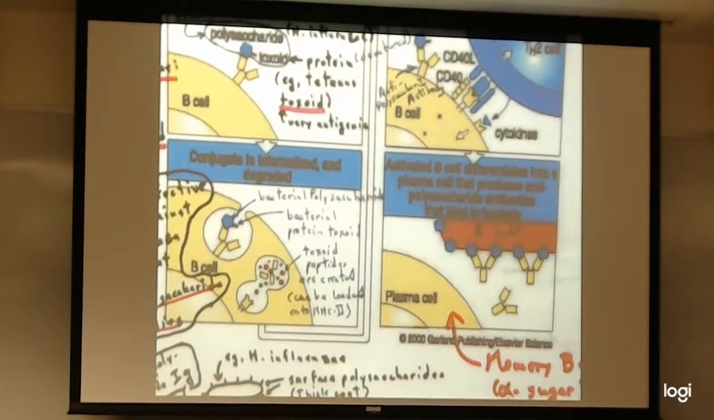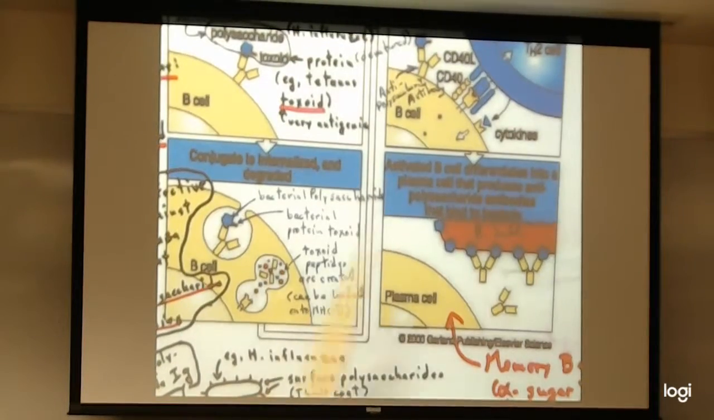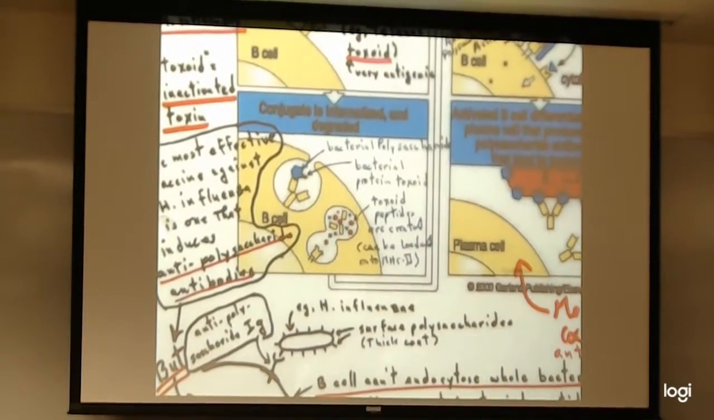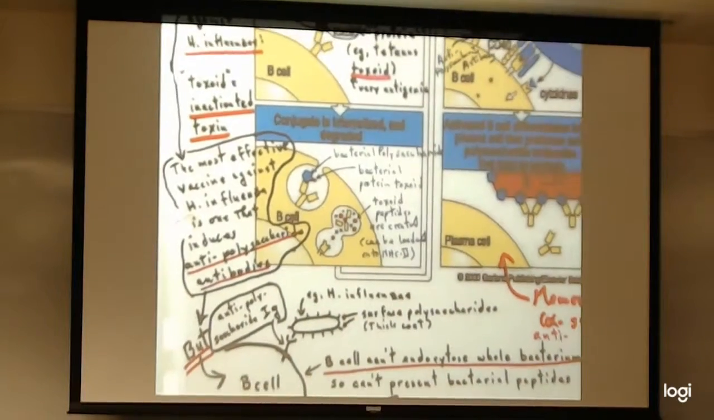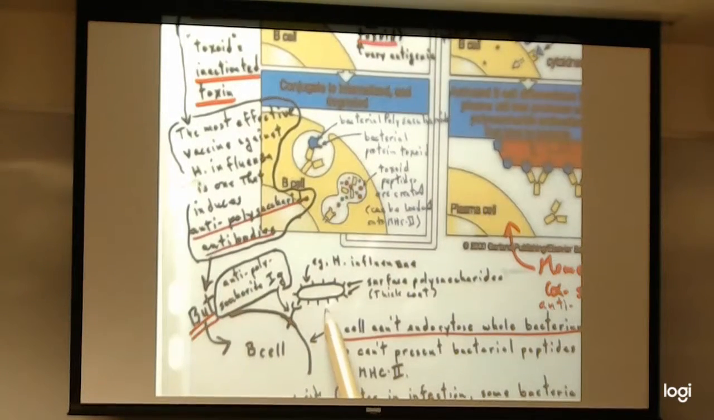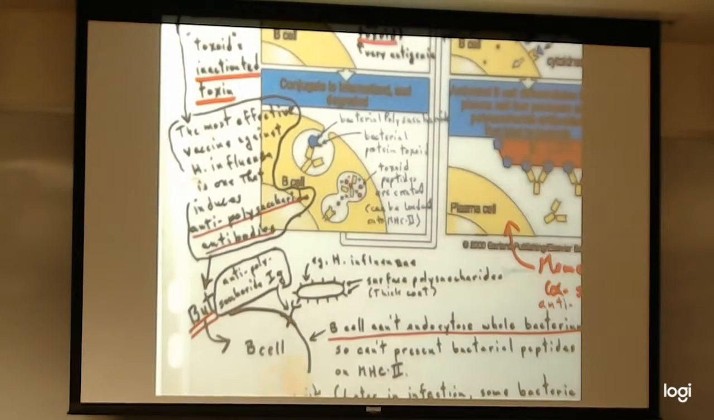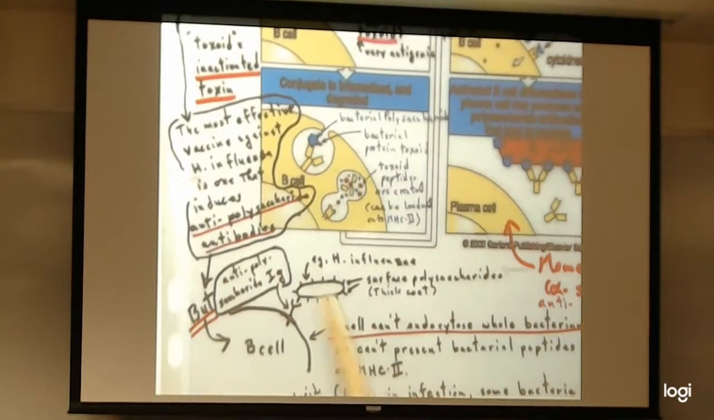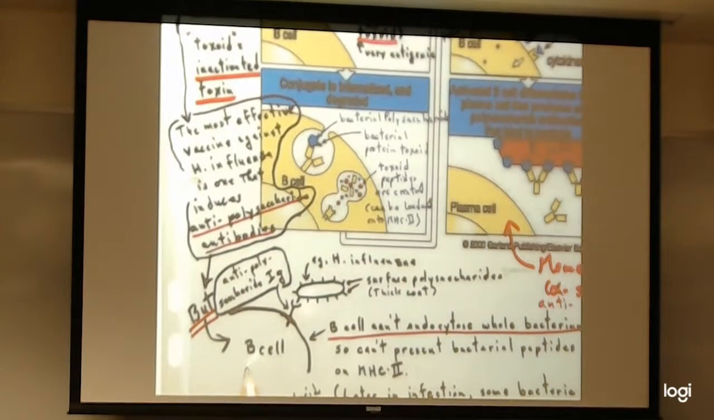We would like to have antibodies that would recognize the sugars of this polysaccharide coat. A B cell that makes an antibody against this thick polysaccharide coat would be useful. But if we have the B cell that makes that anti-Haemophilus sugar antibody, we need to be able to bring the antigen into the B cell, degrade it, and load peptides for it on the class 2 molecules, remember?